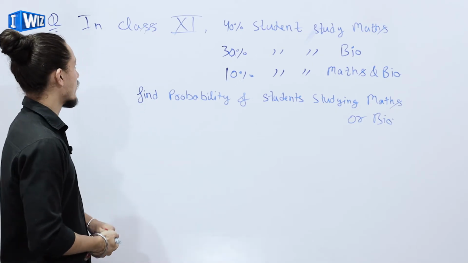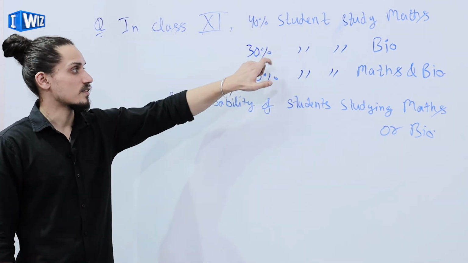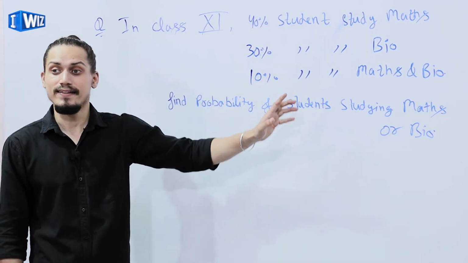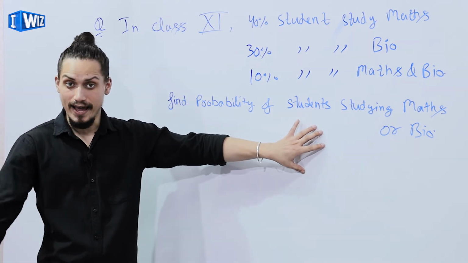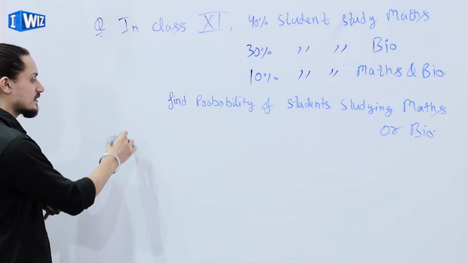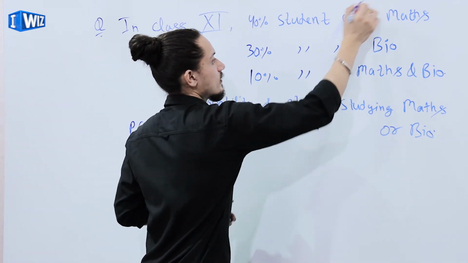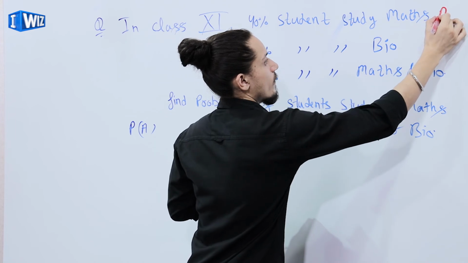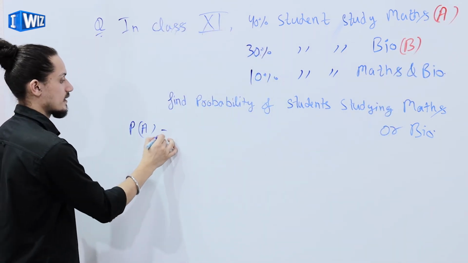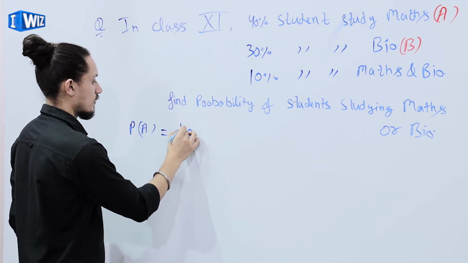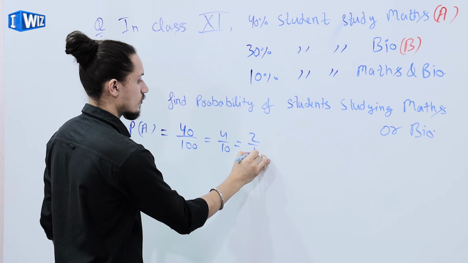Now in this example we are given that in class 11th 40% students study mathematics, 30% students study bio, 10% study math and bio, and we have to find the probability of students that study maths or bio. So in this case, let's say event A is all the students that study maths, event B for all the students that study bio. So probability of event A in this case is 40 upon 100, which is equal to 4 upon 10, which is equal to 2 upon 5.